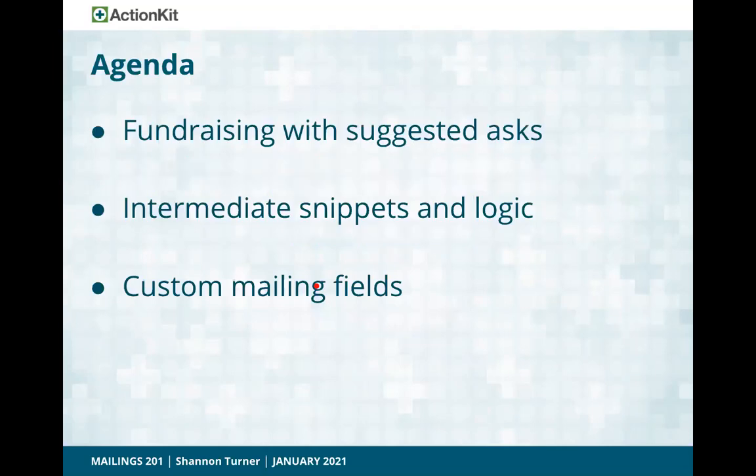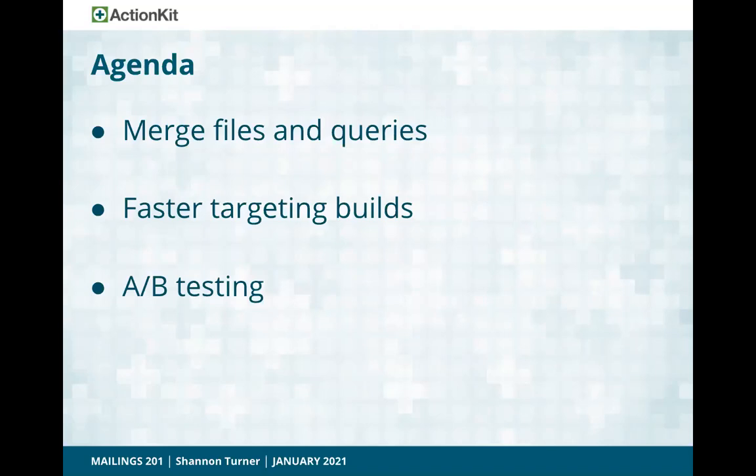So first up is an outline of what we're going to be covering today. We're going to start off with a brief overview of fundraising with suggested asks. Then we're going to cover some intermediate level snippets and logic that you can use to customize your mailing content. After that, we'll look at custom mailing fields to extend the functionality of your mailings. Once we've done that, we're going to move on to merge files and queries, which give you more options for customizing your mailing content. After that, we're going to look at some of the most common ways that you can accidentally slow down your mailing builds and how to avoid doing that. Then we'll go into A/B testing your mailings.